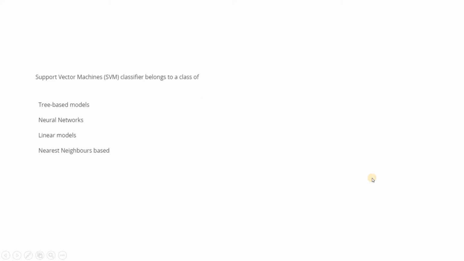So here comes the first question: the support vector machine, SVM classifier, belongs to a class of: option A, tree-based model; option B, neural networks; option C, linear models; option D, nearest neighbor based. Pause and try to think. So the correct answer is obviously linear model, right?